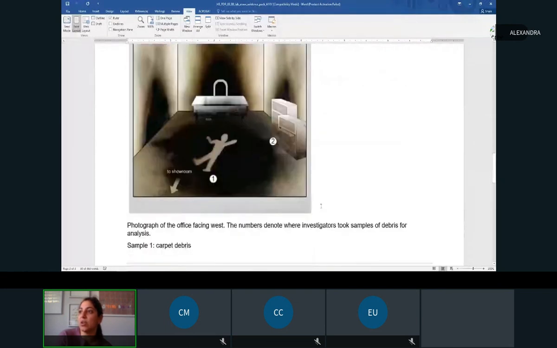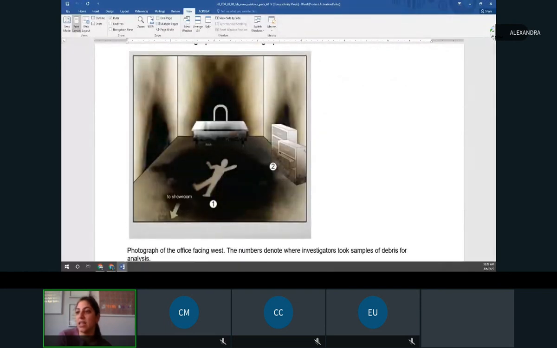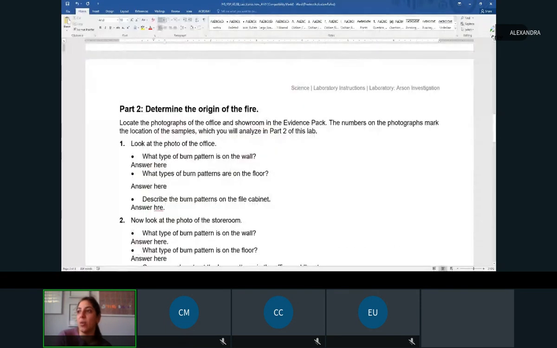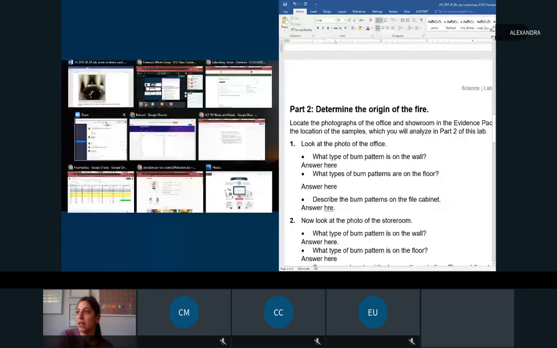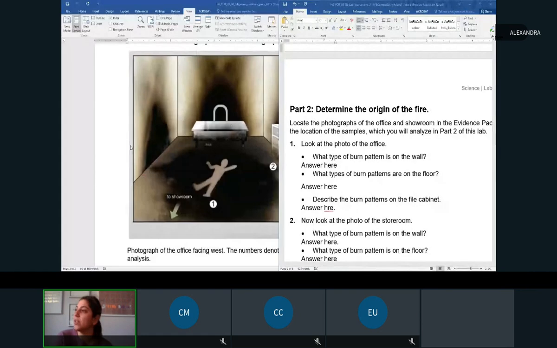So in answering the question, the question is asking us, what burn pattern is on the wall? What types of burn patterns are on the floor? And describe the burn patterns on the cabinet. So what do you guys notice? What are some of the burn types on the wall? What do we consider that?